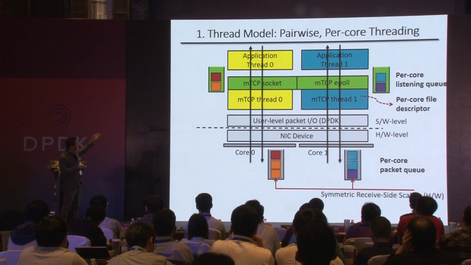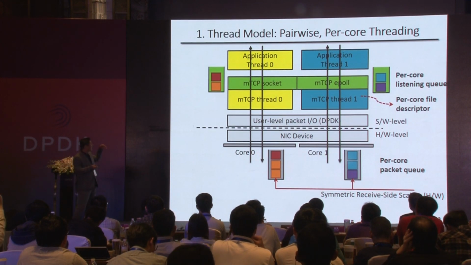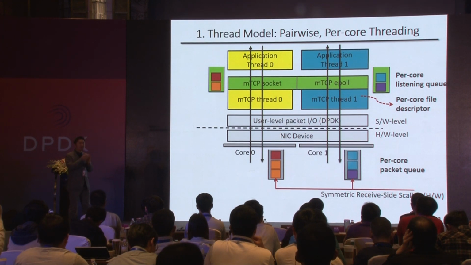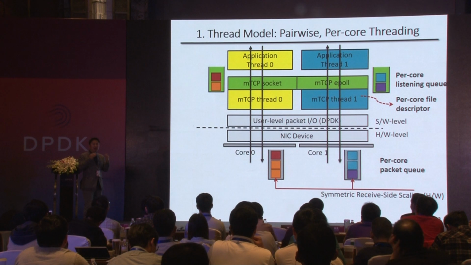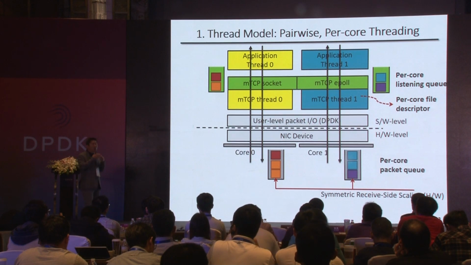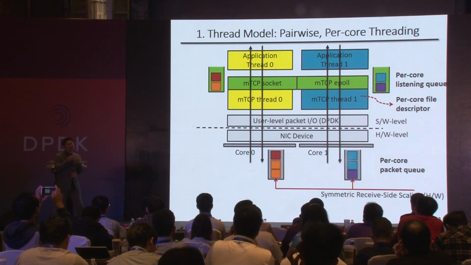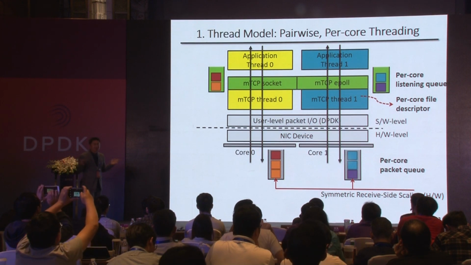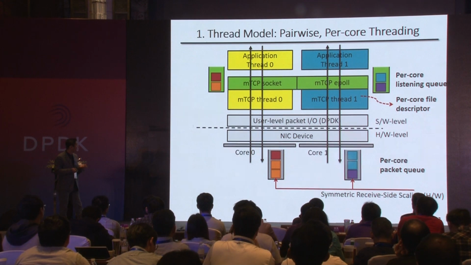And then on top of that, at the user level, everything is the same. Each core processes 1/n of the connections, independent of each other. Each core has its own listening queue, and each core has its own file descriptor space. So the file descriptor space is not shared. So we actually deviate from the POSIX standard.